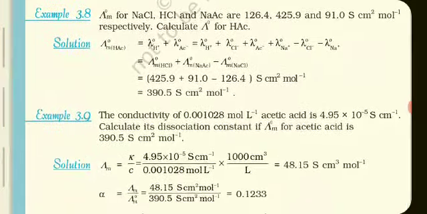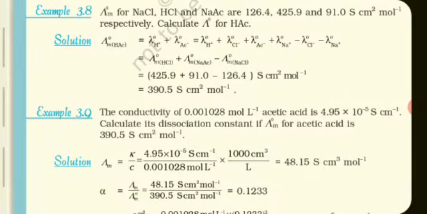Now you can see example 3.8. Lambda m0, that is limiting molar conductivity, for NaCl, HCl and sodium acetate, NaAc, are 126.4, 425.9 and 91 Siemens centimeter square mole inverse respectively. Calculate molar conductivity of HAc, acetic acid.